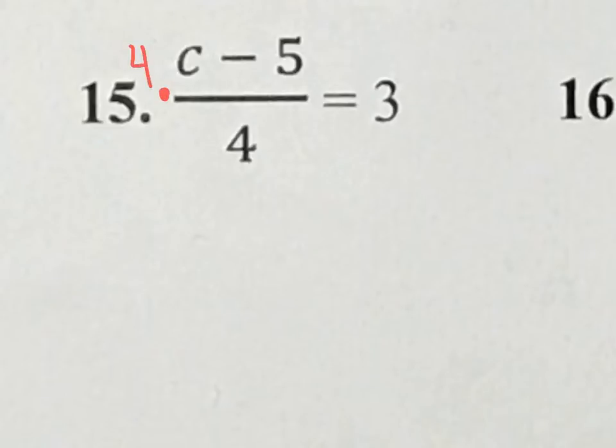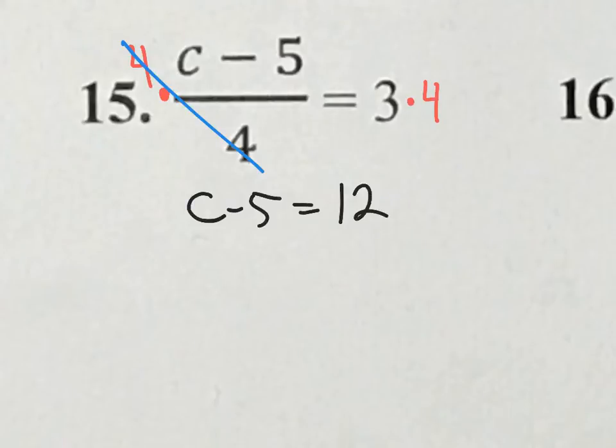Again, notice that I put it up on top. That way it'll be 4 over 4, which cancels. But what I do to one side, I do to the other. I need to multiply the 3 by 4 as well. So again, the 4 over 4 cancels. I have a new equation that says c minus 5 equals 3 times 4 is 12.